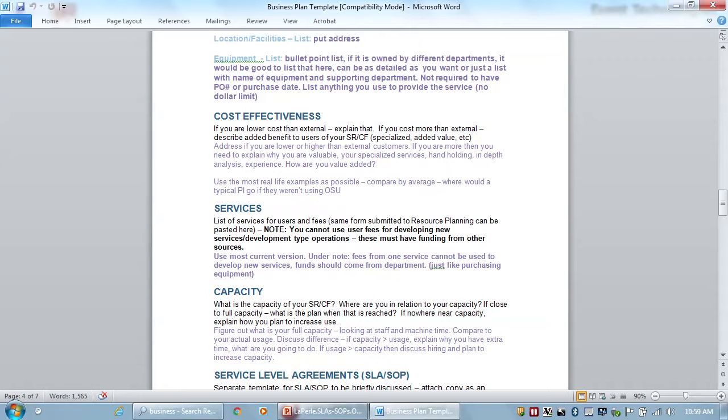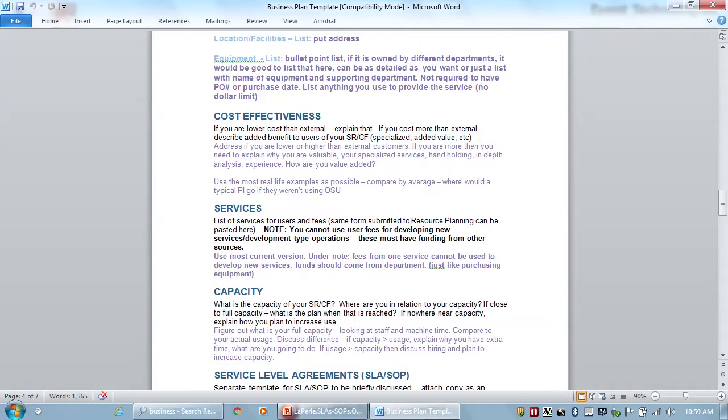If you're more than market, you'll need to explain why you are valuable and why your specialized services. Do you hold the customer's hand? Are you most experienced? Do you do something that's such a niche area that nobody else really does, and that's why your prices tend to be outside the market. What value do you add to the university and to the service?